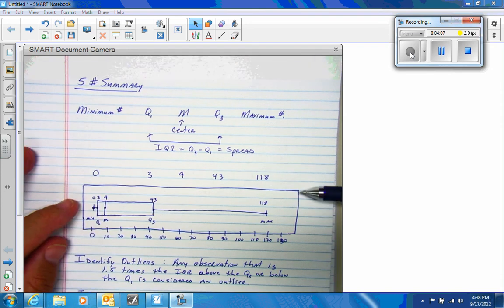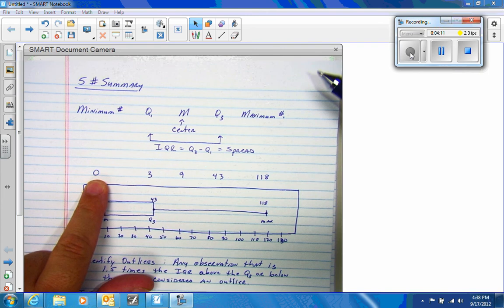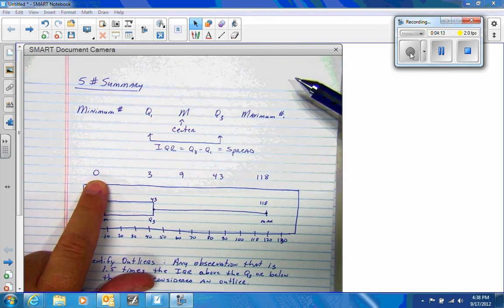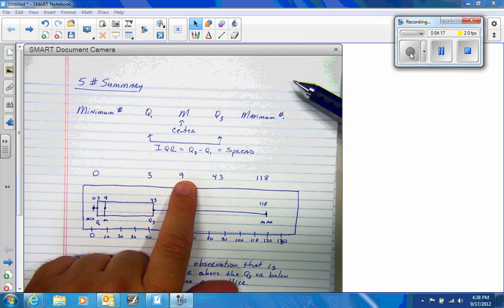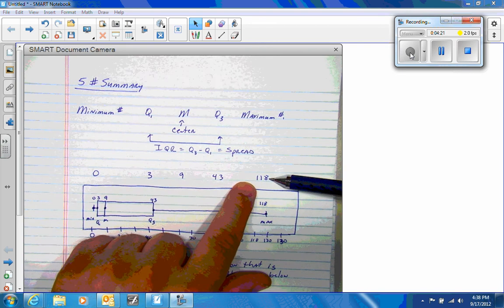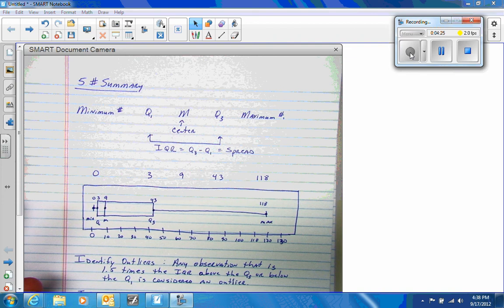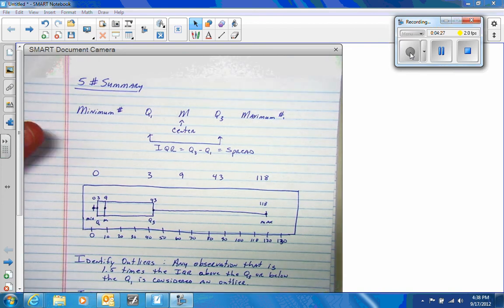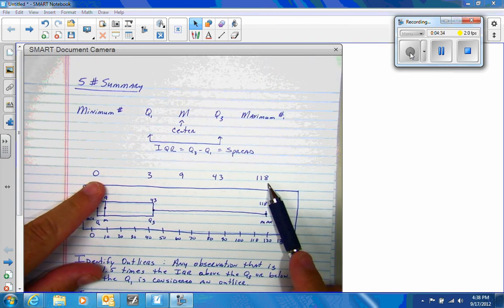Now, what you're going to do is take the minimum number. So for the data we just dealt with, 0 was my minimum number, 3 was my Q1, 9 was my median, 43 was my Q3, and the maximum is 118. All right, and what you're going to do is create what we call a box and whisker, which includes this. You look at your data, and this is from 0 to 118.